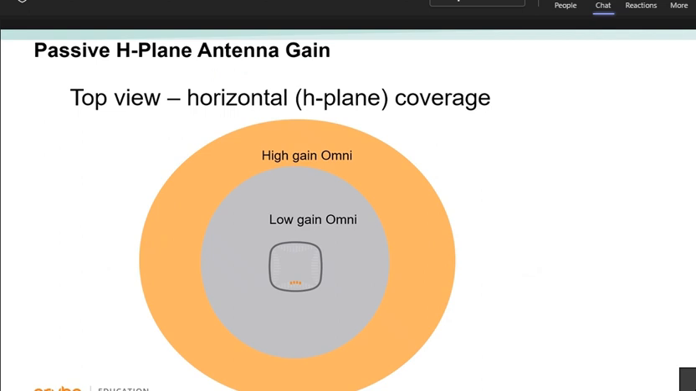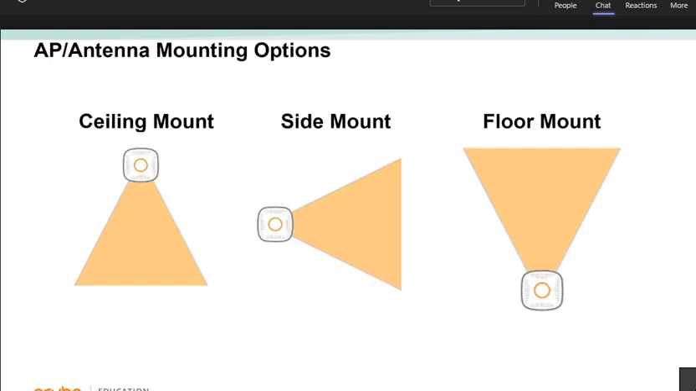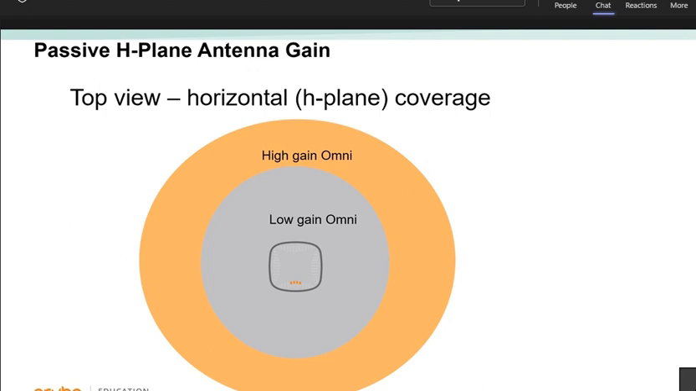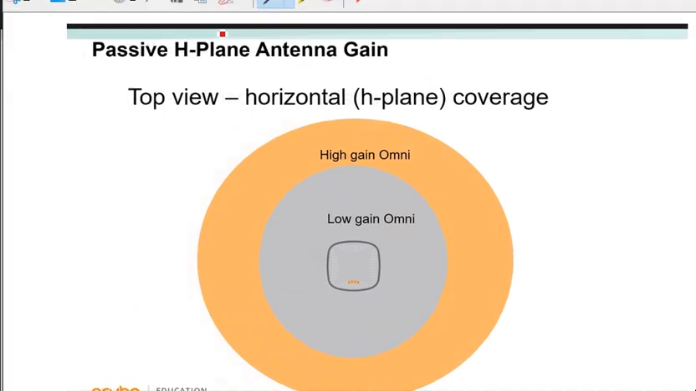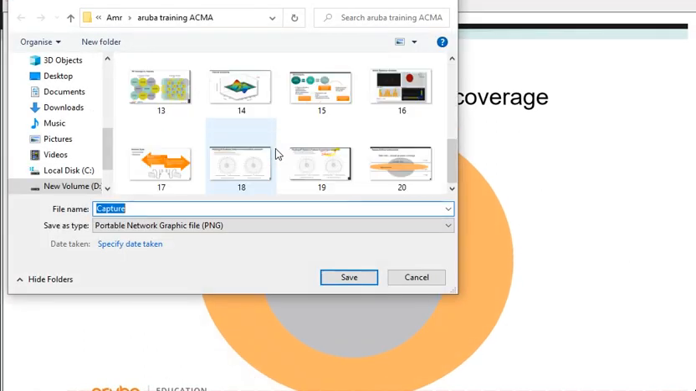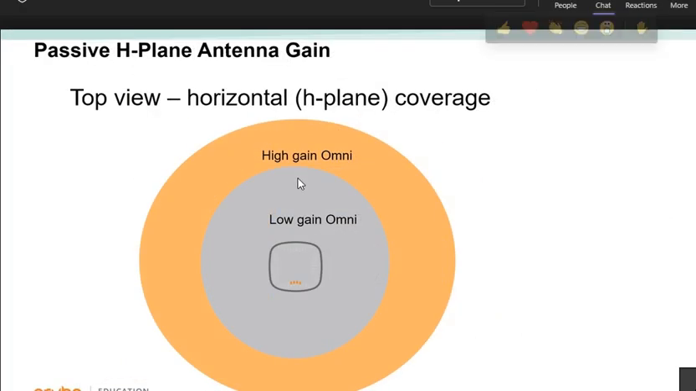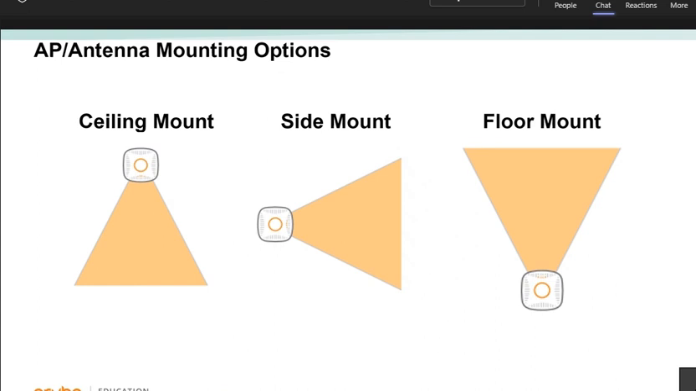This is a screenshot taken of a top view, also called horizontal plane. You will definitely be asked a question, guys, either from your horizontal plane or from your vertical plane. Horizontal plane is also called azimuth. It is also called top view. Your vertical plane is also called elevation. It is also called side.